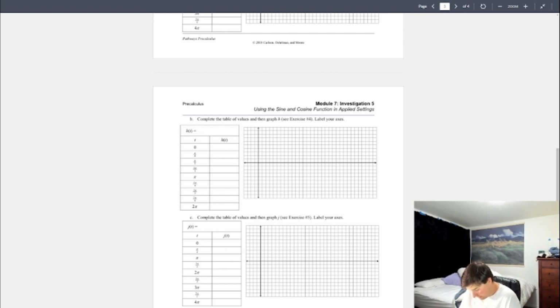Wait, I did not do that right. No, feet should be on the top. What the hell am I doing? Two pi times 2.3 feet over 20 seconds. Okay, close. 2.3 times 2 pi, divided by 20. 0.72 feet per second.